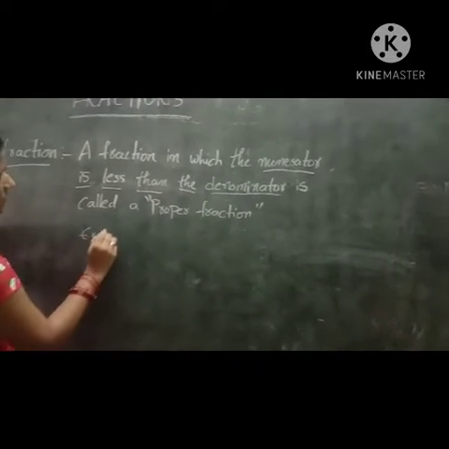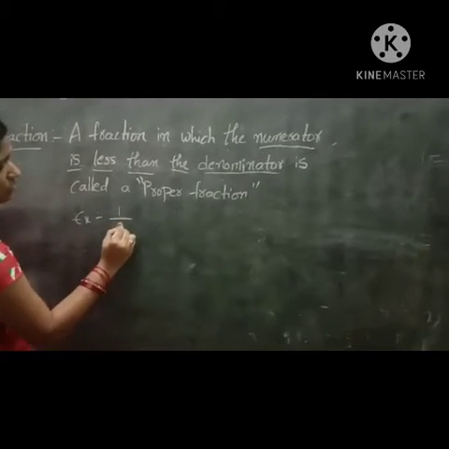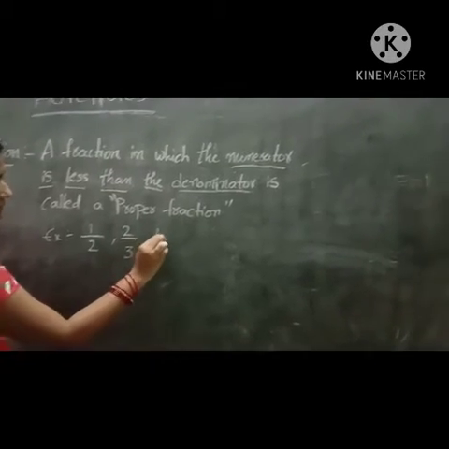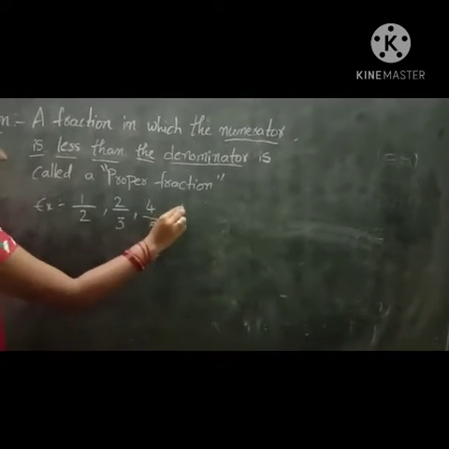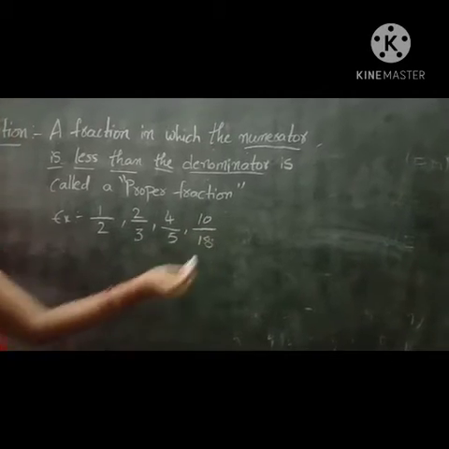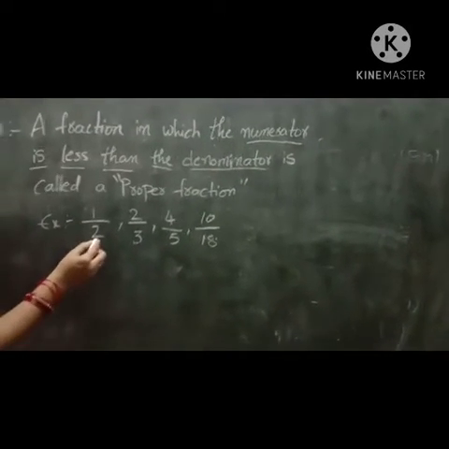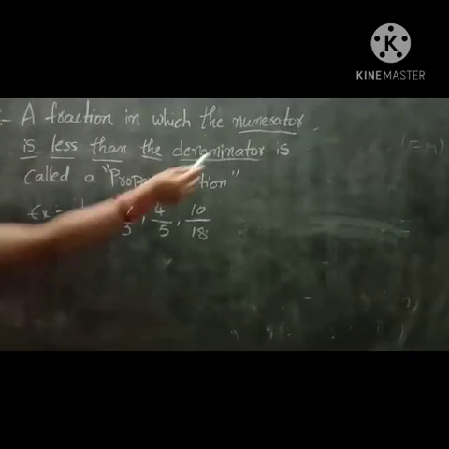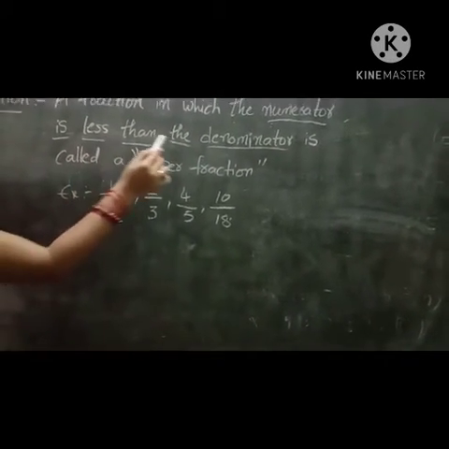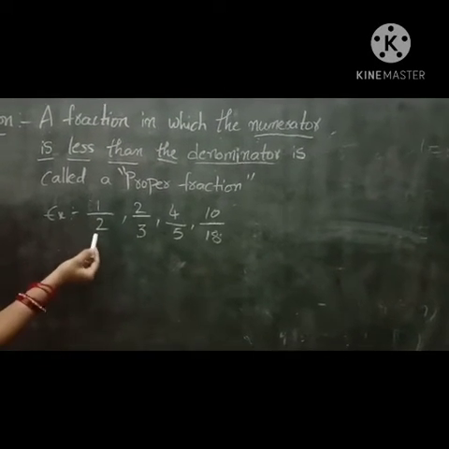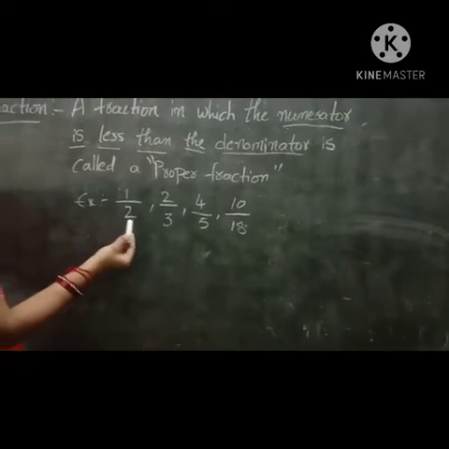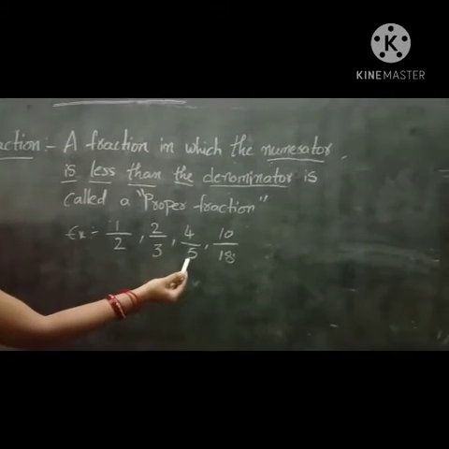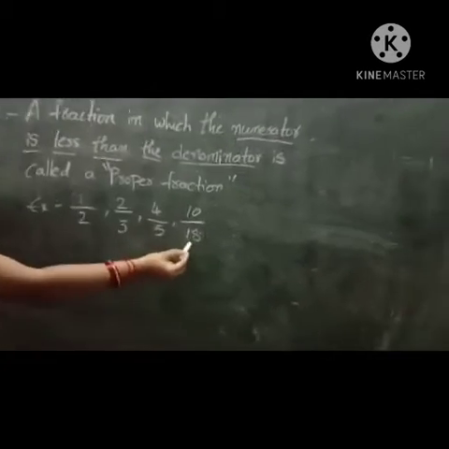See the example, children. The numerator is smaller than the denominator. 1 by 2, 2 by 3, 4 by 5, 10 by 18. See here, children, 1 by 2. The denominator is a big number and the numerator is a small number. See the rule, the numerator is lesser than the denominator. Yes, here the numerator is lesser than the denominator. Here also, 4 by 5, 10 by 18.